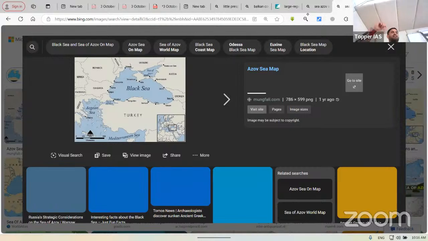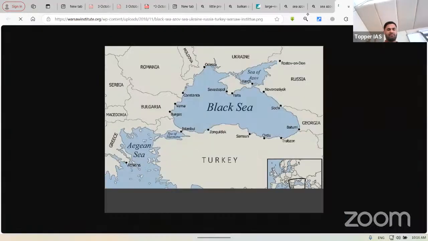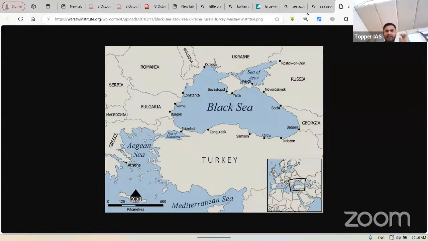From Black Sea we will enter into Sea of Azov. So there we have the Strait of Kerch, Kerch. So here you may get a little idea. Say this Aegean Sea, in the middle Sea of Marmara, then Black Sea, then Sea of Azov.